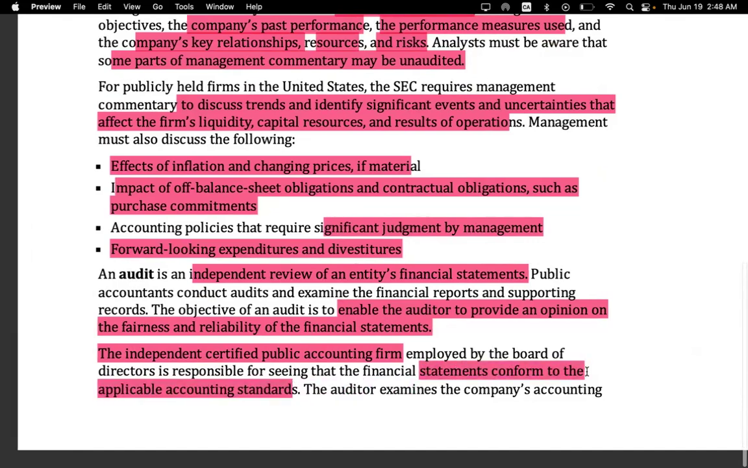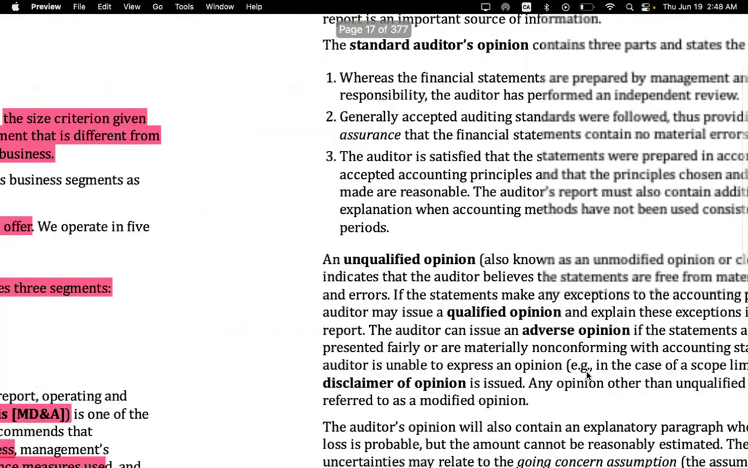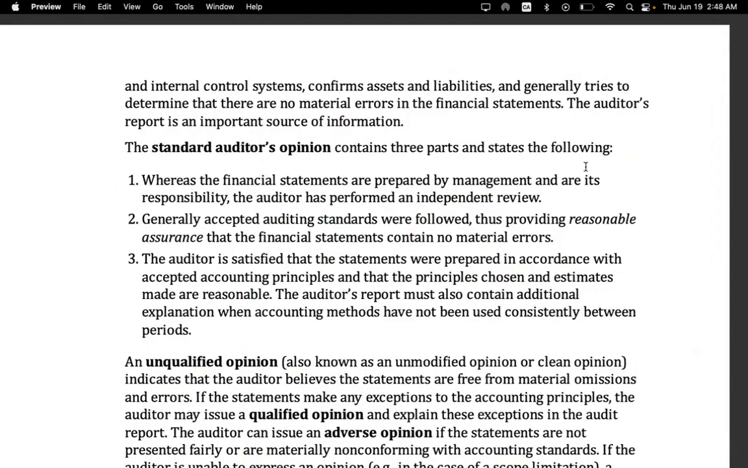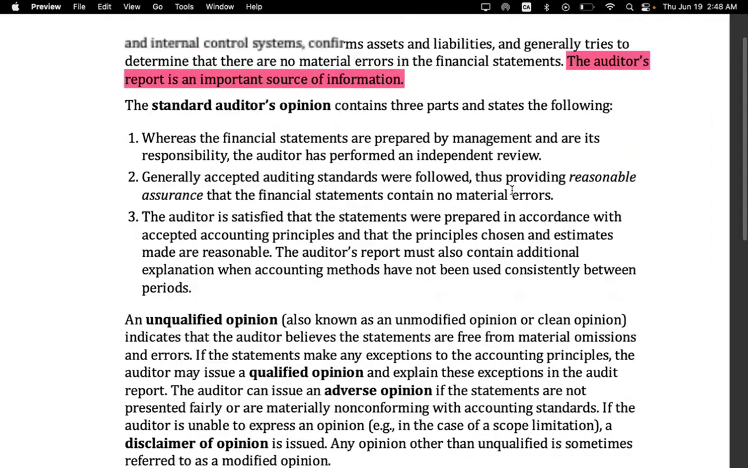The auditor examines the company's accounting and internal control systems, confirms assets or liabilities, generally tries to determine that there are no material errors. Auditor's report is an important source of information. That's the auditor's report, and they give it, and it's a very important source of information for analysts. Now, standard auditor's opinion, this is pretty important from an exam perspective. We have to memorize that because there were quite a few questions on this.